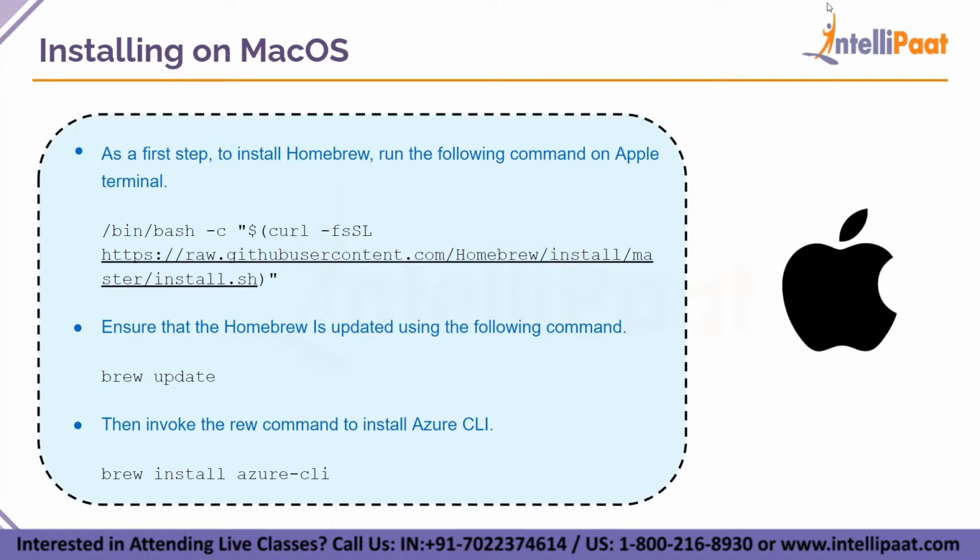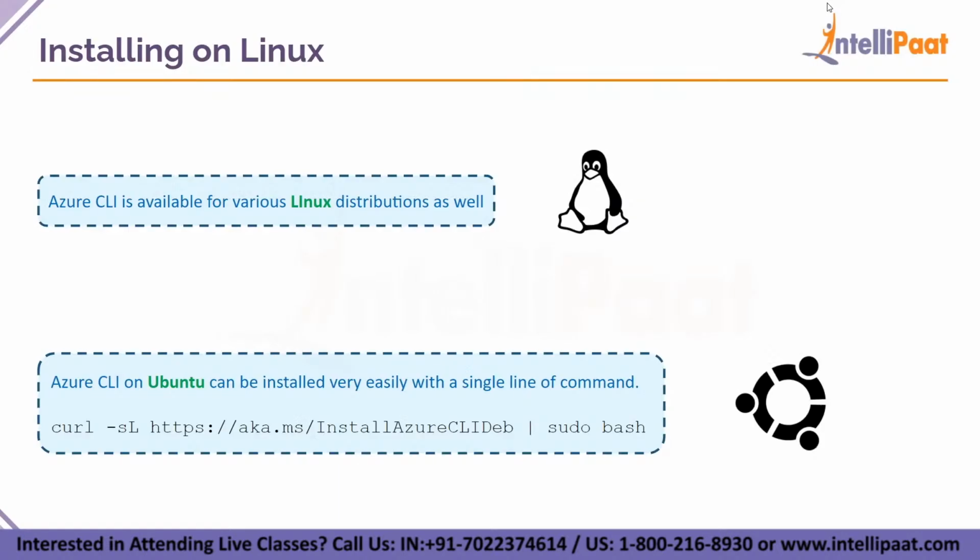So Homebrew is a package installing service. You can have all these packages selected and install them on any device. Homebrew is such a service, just like Chocolatey in Windows. So you can install Azure CLI in this way on macOS, and then installing it on Linux.